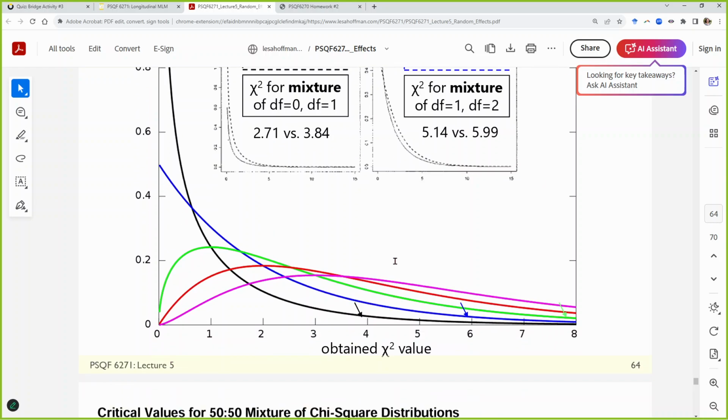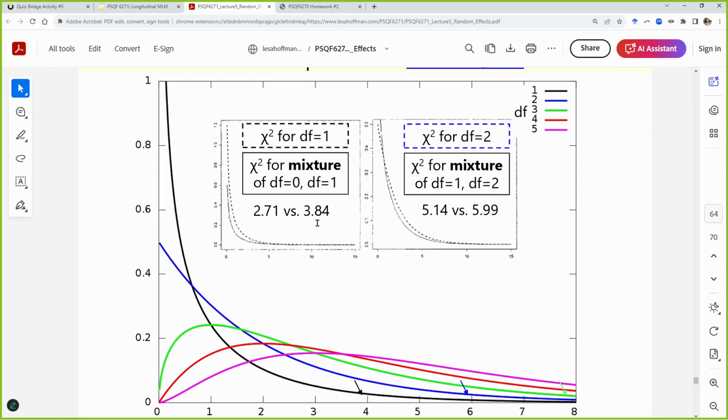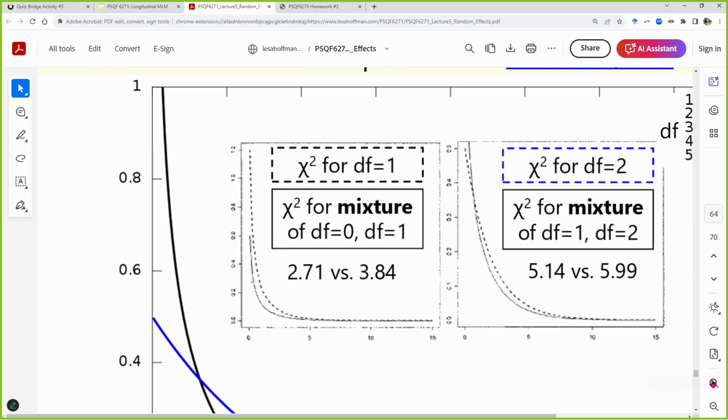So here's the chi-square picture. Do you see, let me zoom in a little bit if I can. Okay, do you see the dashed line and the not dashed line? The dashed line is the chi-square if you have degrees of freedom 1, and the solid one is for the mixture. So 5% starts a little bit earlier for the mixture than it does for the non-mixture.